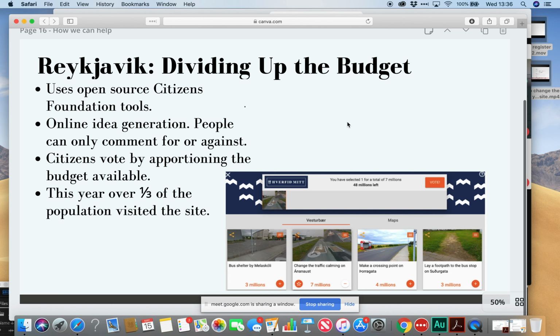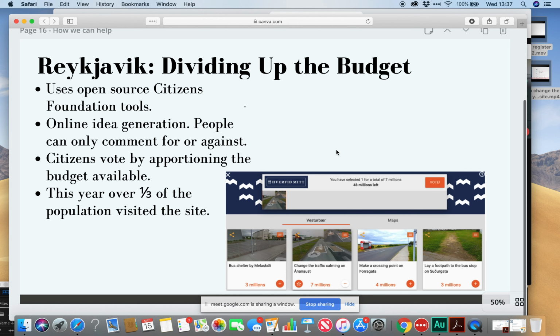Okay, so forgive me for pronouncing this, I really can't. Reykjavik, Iceland. They decided to divide up the budget, and I'm going to go over the Citizens Foundation tools in a bit further on. Basically, as you can see down here, they would have a certain amount of money up here. Say they had 70 million euros or 70 million pounds at the top, then people would be able to allocate money to specific projects until all the money was used up.